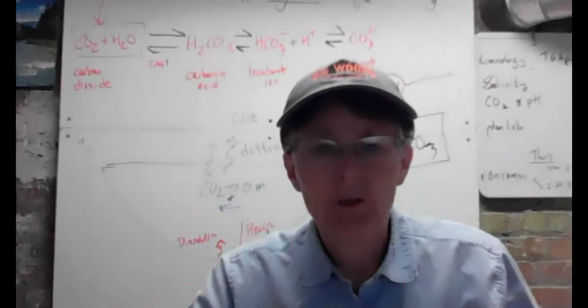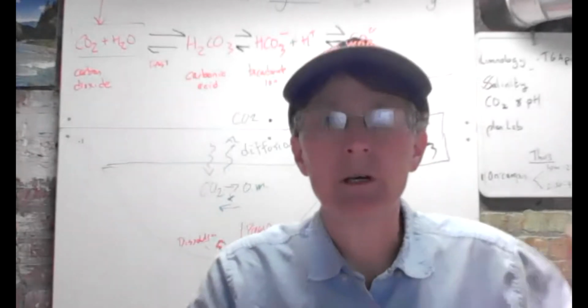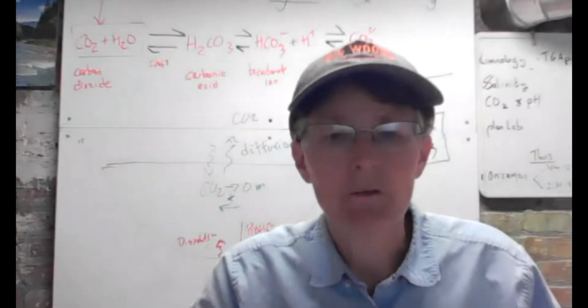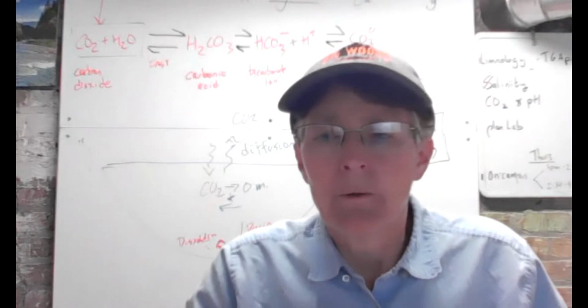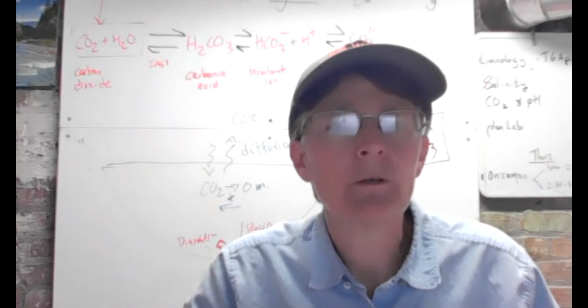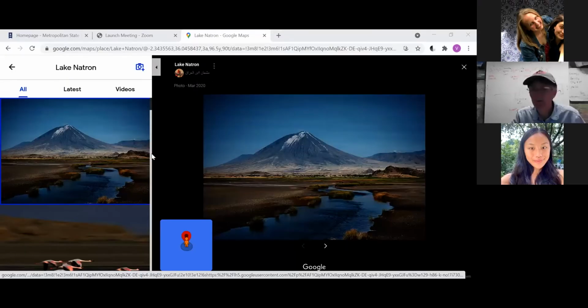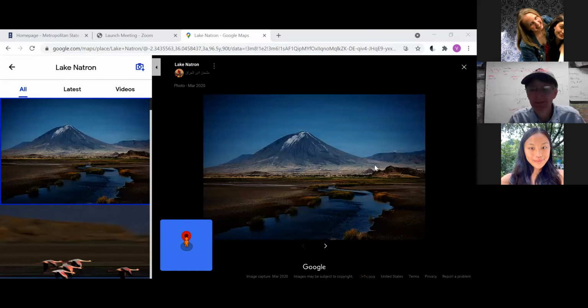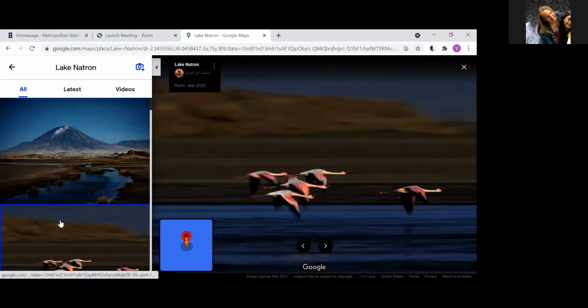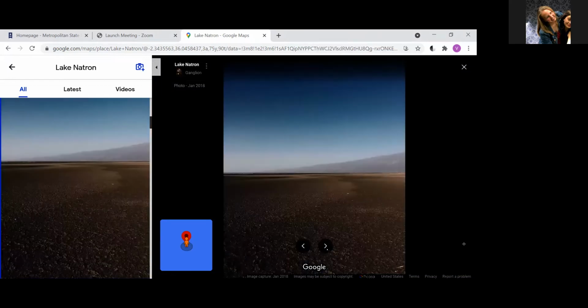I want to show you one last picture here before we talk about the lab. This is Lake Natron in Africa. It is a beautiful lake. It's famous for pink flamingos because of the very salty water. There are very few things that can live there, but one of the things that can is pink. So here's the lake when it's dried out.